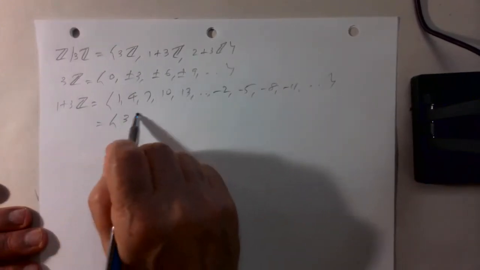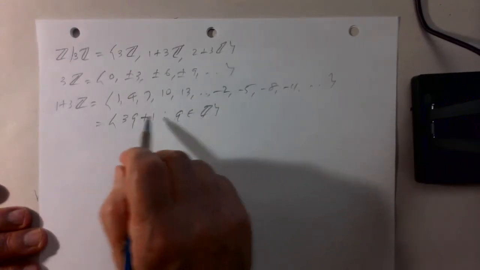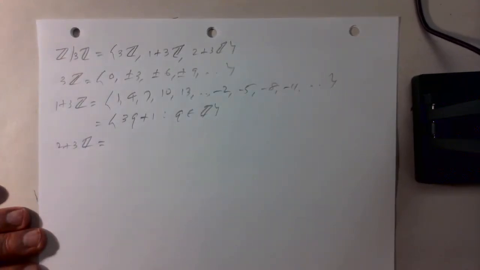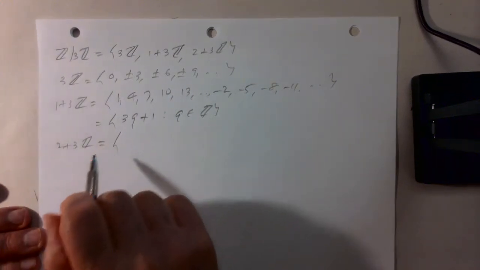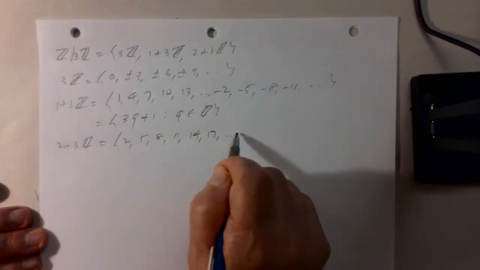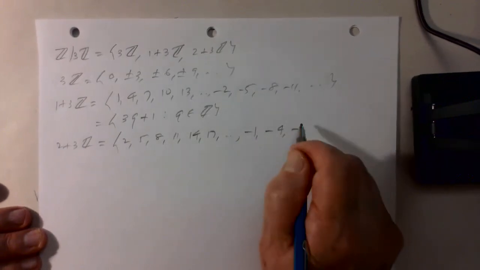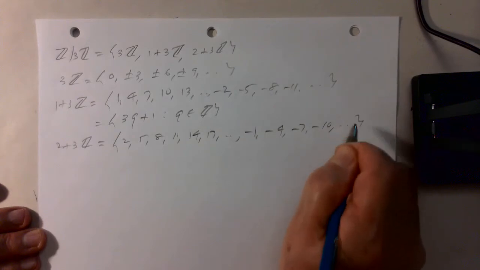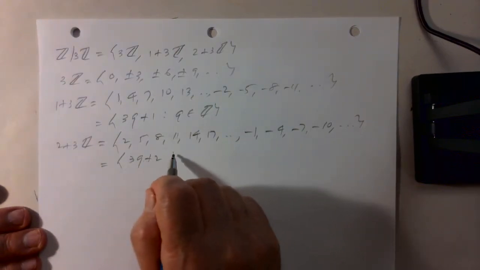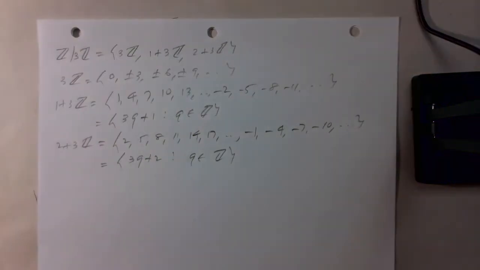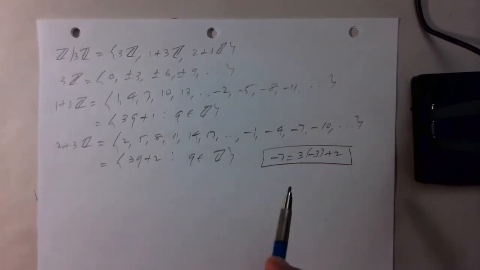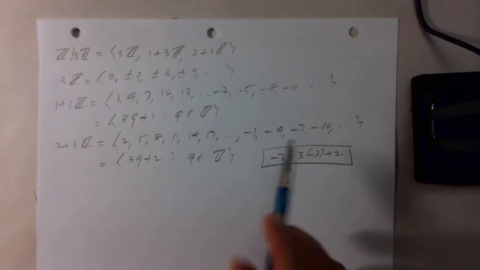This is just the set of all numbers of the form 3q plus 1, where q runs through all the integers. This is what is sometimes called an arithmetic progression. And 2 plus 3Z, this is the set of all numbers which, when you divide by 3, leave a remainder of 2. And this is also an arithmetic progression. Every integer that you can write in the form 3q plus 2, and q is in Z. Notice that, for example, minus 7 is 3 times minus 3 plus 2. Right? So these numbers, when you divide them by 3, they all leave a remainder of 2.